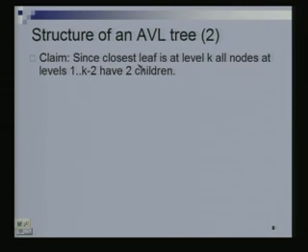Now let us make another claim. If the closest leaf is at level k, then all nodes at levels 1 through k minus 2 have 2 children in them. Every node on these first k minus 2 levels has to have 2 children, right? And why have I said k minus 2 and not k minus 1? Level k minus 1 can have the leaf. If you have one child, that child will be the leaf at level k.